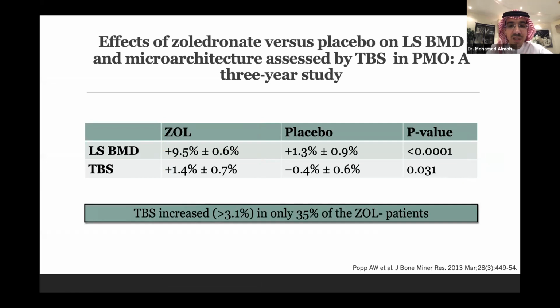So the TBS increased only in 35% of those patients. If we talk about the least significant change in this study, that was 3.1%.